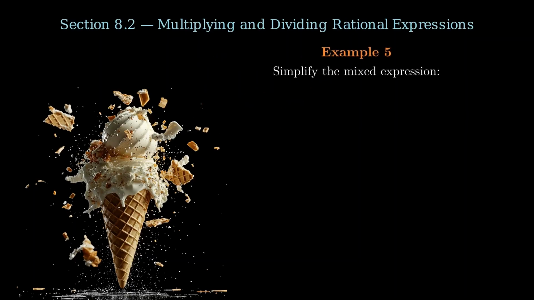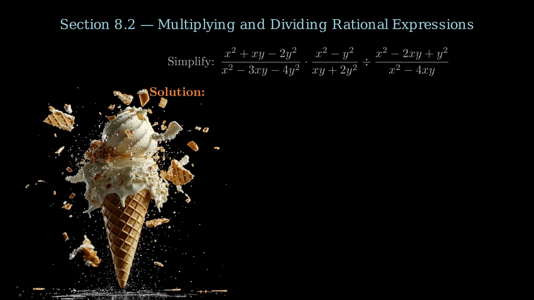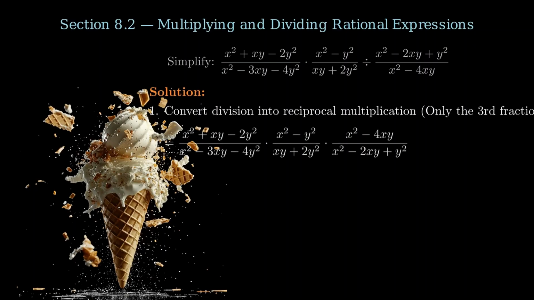Let's solve the example. First, rewrite the division as a multiplication by the reciprocal. Notice that only the third fraction flips.